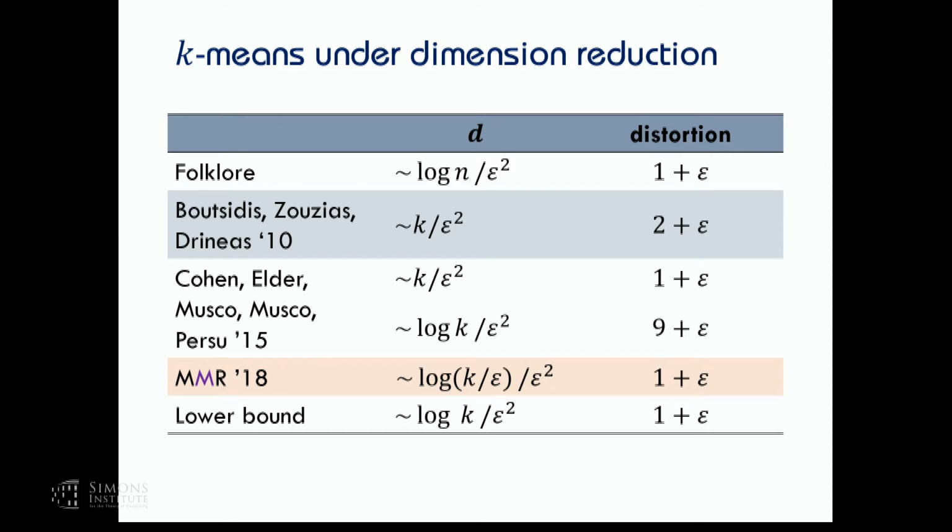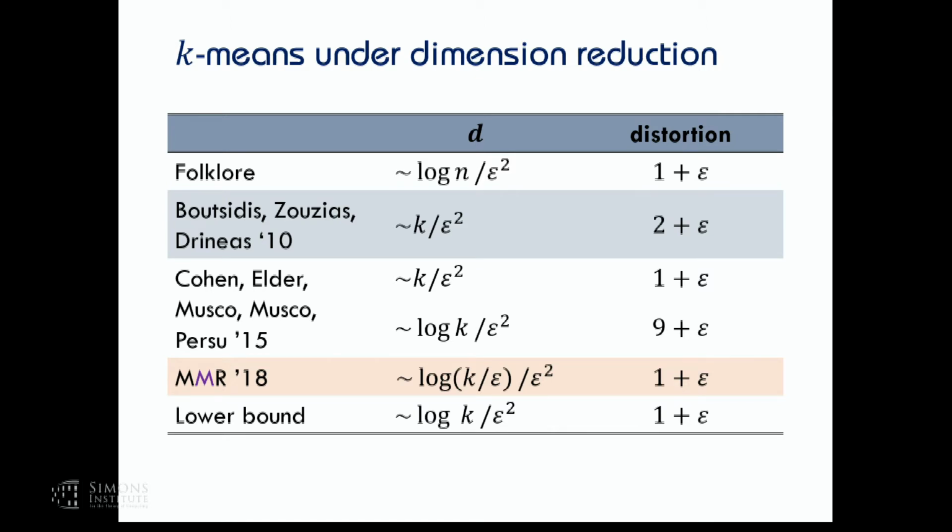And this bound on the dimension is essentially tight because it's easy to see that the dimension must be at least log k over epsilon squared. So in our formula, there is some extra dependence on epsilon, and we don't know whether this is necessary or not. So up to this epsilon, our bound is optimal.